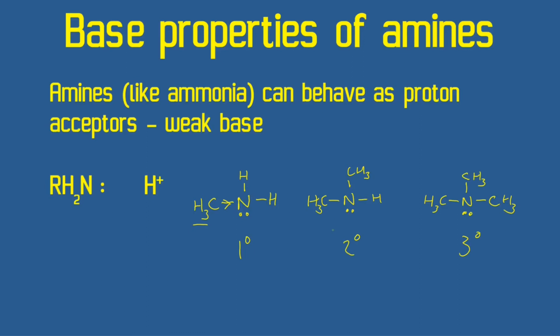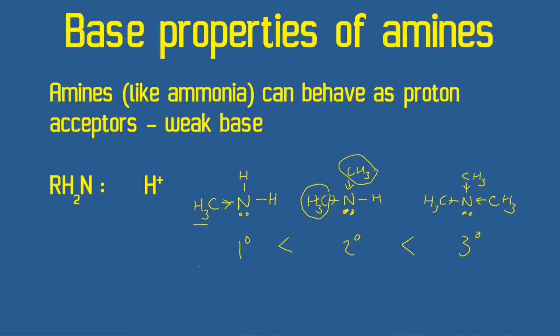Now it follows that a secondary amine with two methyl groups or two alkyl groups will push electron density even more towards the nitrogen, enriching the lone pair even more. And likewise a tertiary amine with three groups that are able to push electron density towards the nitrogen, we would expect to be even more susceptible to, or performing as, a stronger base. So in general terms, primary are less strong than secondary, less strong than tertiary.